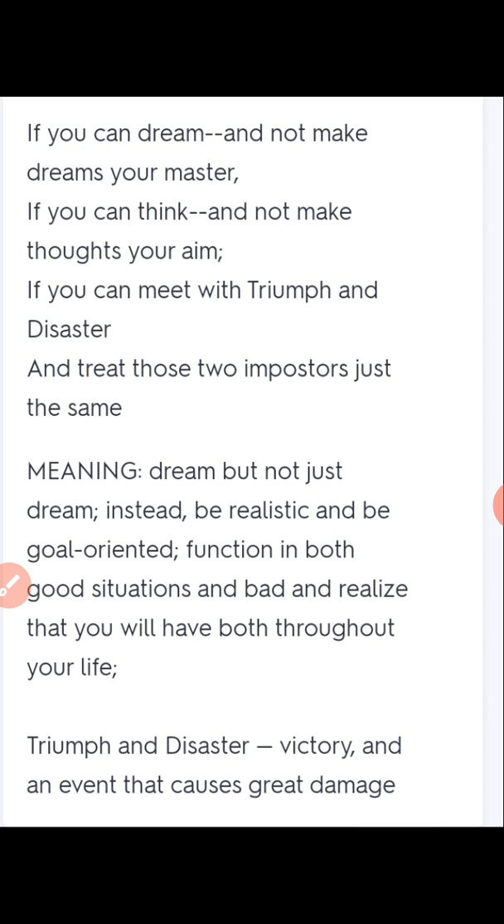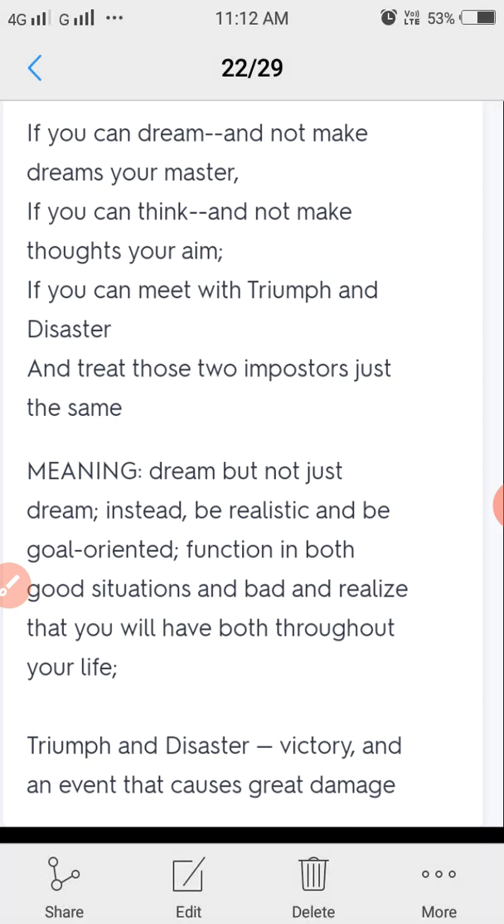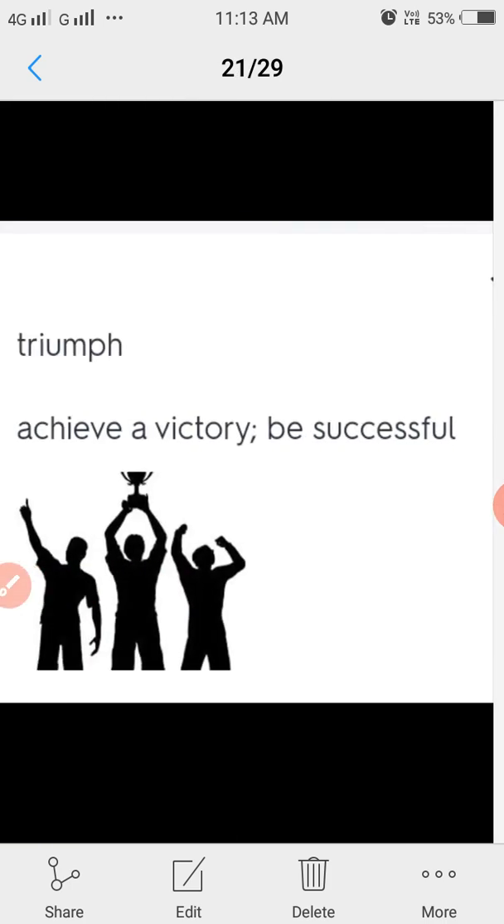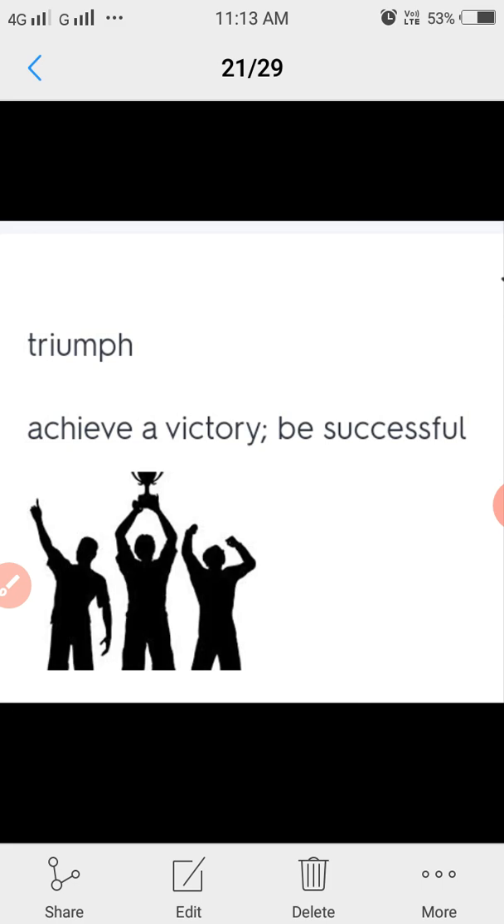If you can dream and not make dreams your master, if you can think and not make thoughts your aim, if you can meet with triumph and disaster and treat those two impostors just the same. It means dream but not just dream. Instead, be realistic and be goal oriented. Function in both good situations and bad, and realize that you will have both throughout your life. Triumph and disaster mean victory and an event that causes great damage. Triumph means to achieve a victory or success.